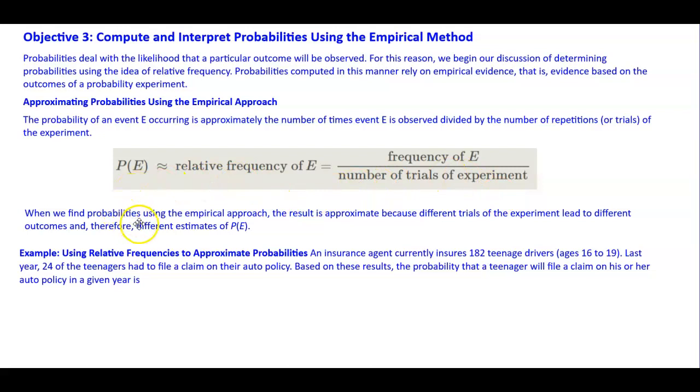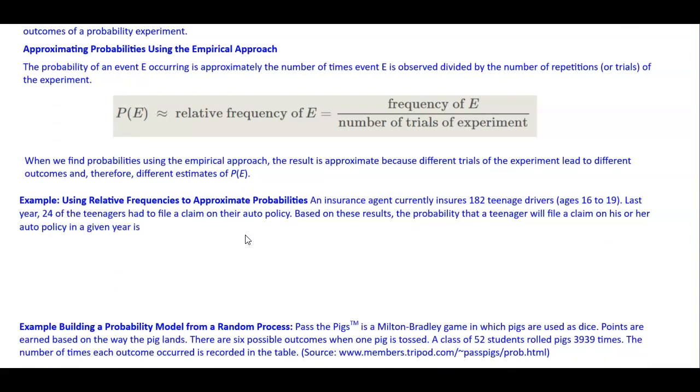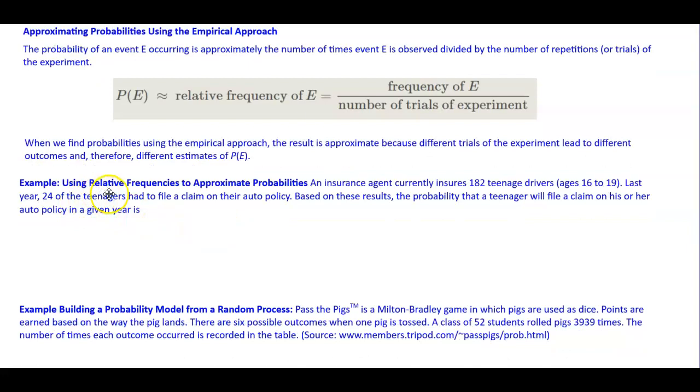Now, when we find probabilities using the empirical approach, the result is approximate because different trials of the experiment lead to different outcomes and therefore different estimates of the probability of that event E occurring. Now, for this next example, we're using relative frequencies to approximate probabilities.